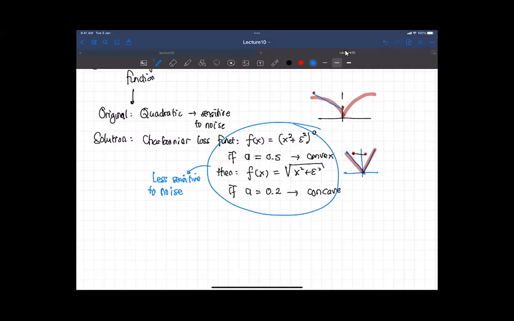Now what is the difference between these two functions? One is a equal to 0.5, the other is 0.2. Which one is less sensitive to noise? What do you think? 0.5 or 0.2? 0.2, right? Because 0.2 is more concave. Later on I will explain in detail why this is the case. If you have a smaller a, it becomes closer to the L1 norm or L0 norm. And the quadratic is, by the way, the L2 norm, which I will explain later is not as robust as the L1 norm. So if it's close to the L1 norm, the function is more robust to noise. So a equal to 0.2 is actually less sensitive.